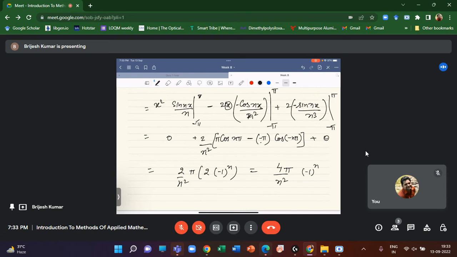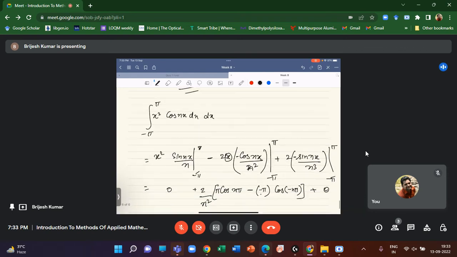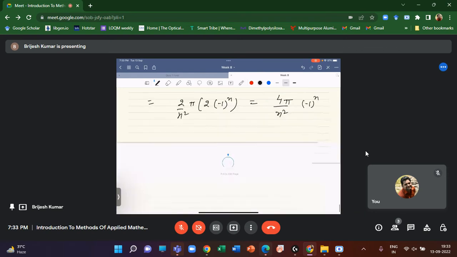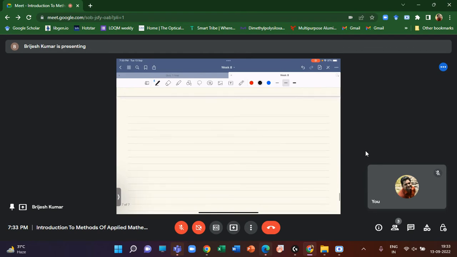Similarly, if you want another function like e to the power x cos x dx, you can integrate in this way. Similarly, can you solve it easily?